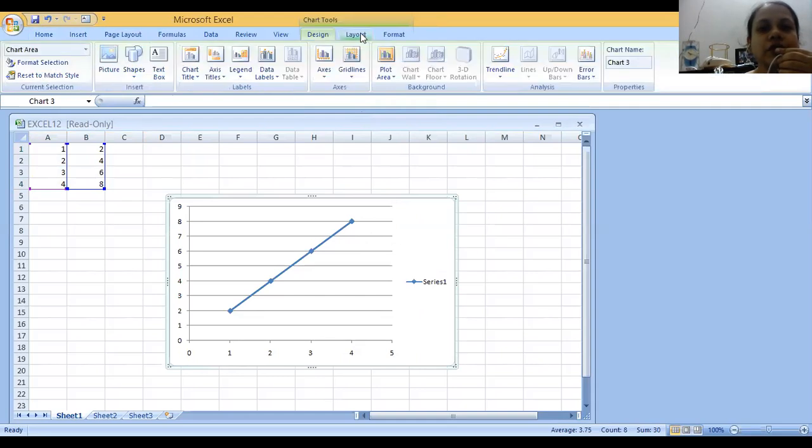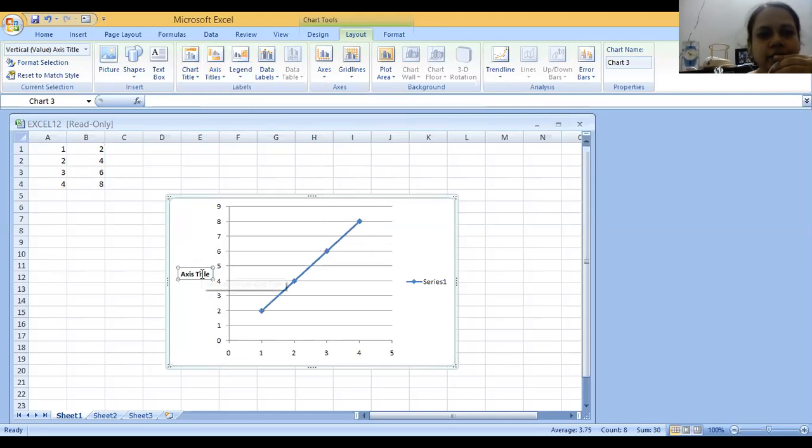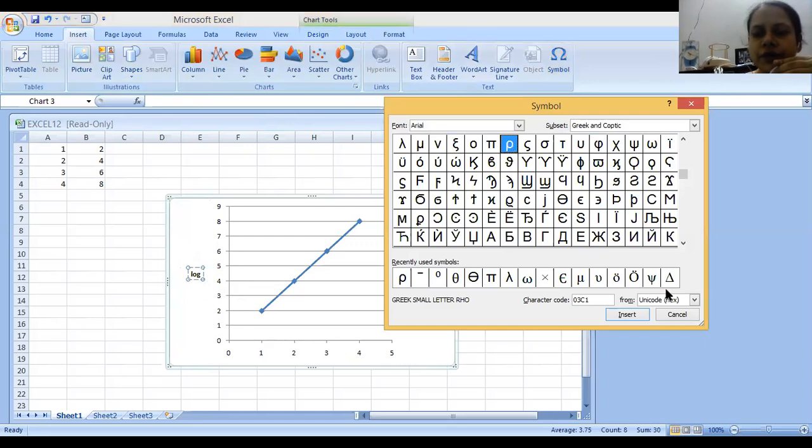For that we will go to layout and axis title. So first let's label the vertical axis. We will label it with a horizontal title. So axis title, in this case, the Y axis has log of row. So from symbol we will put in row, log row.